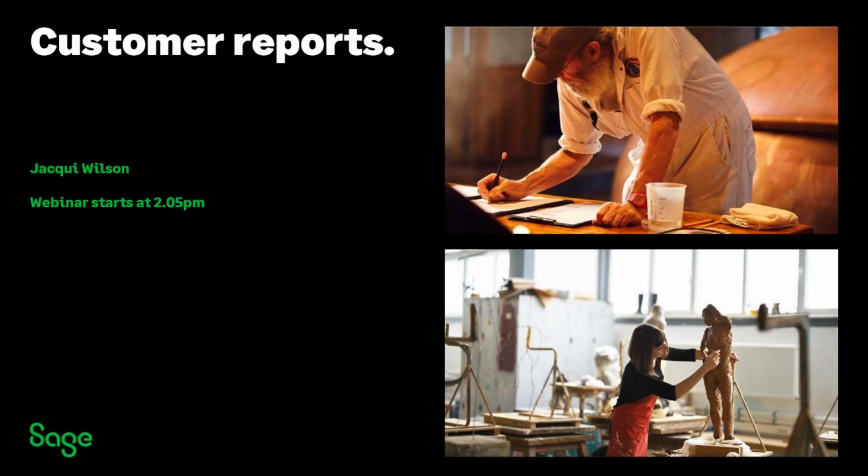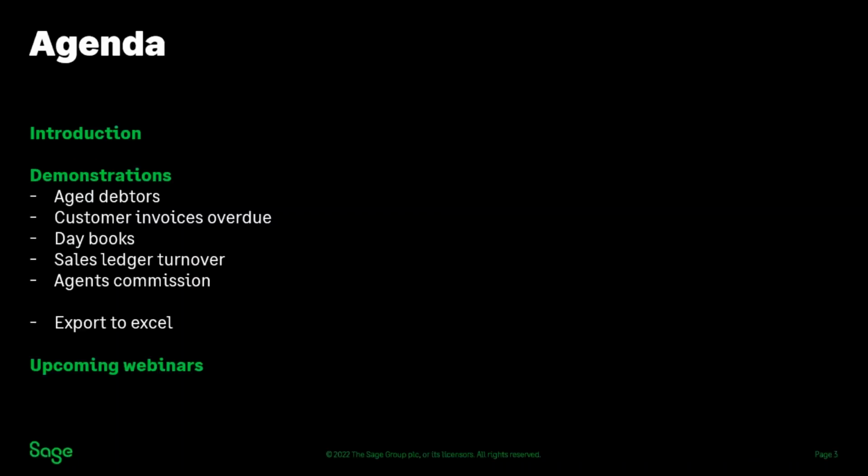So what we've done is we have decided to look at the most commonly used reports, and we're looking at the age debtors. I'm just going to catch up the screens there. Going to be looking at the age debtors report, some customer invoices due reports, daybook reports, sales ledger turnover reports, and some agent commission reports. And finally, we'll just show you what you can do to get some information out of your customer module into Excel if you can't find a report that shows what you require.